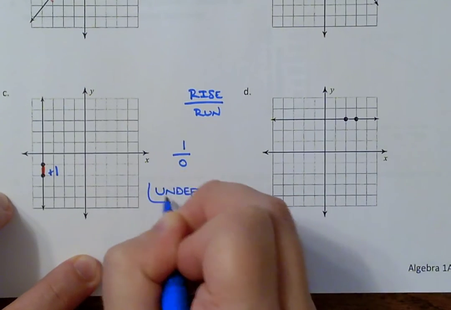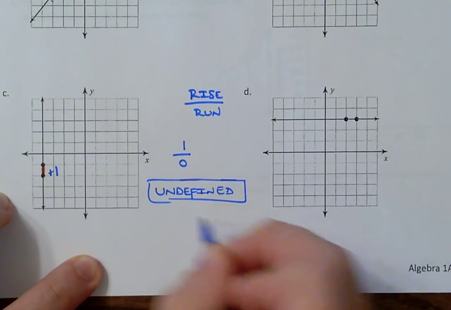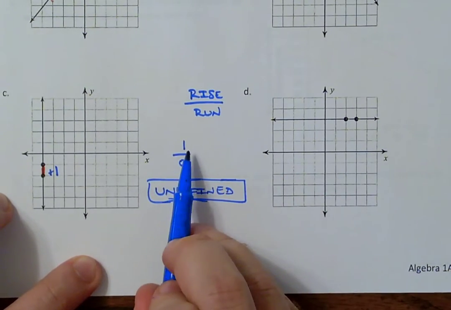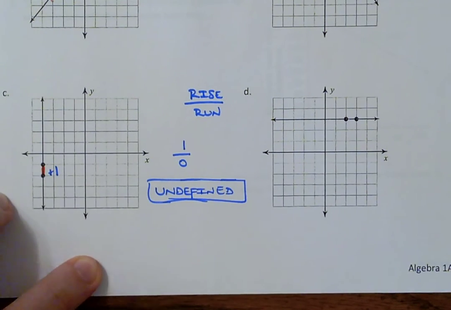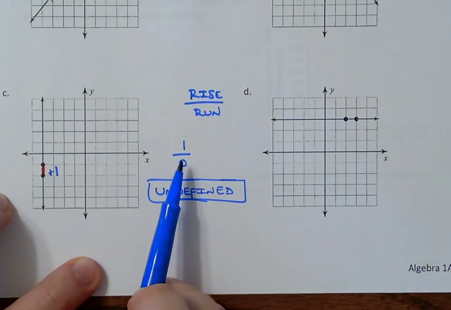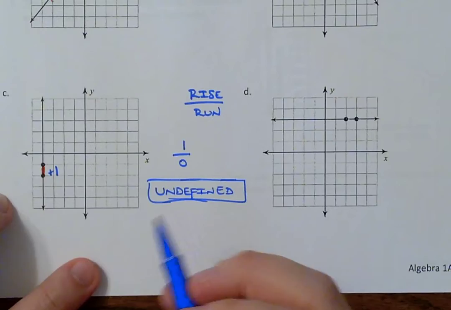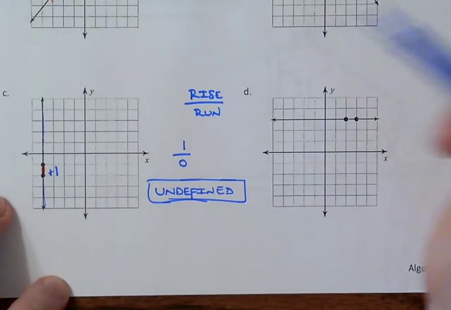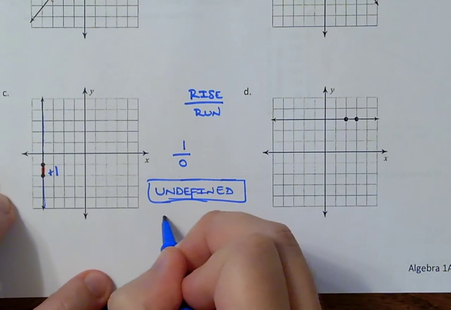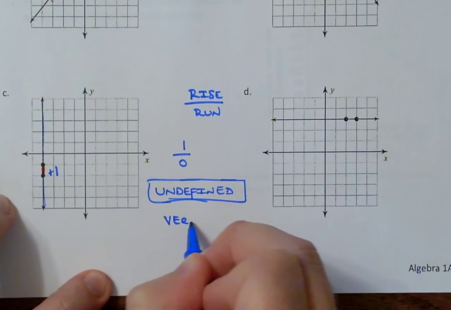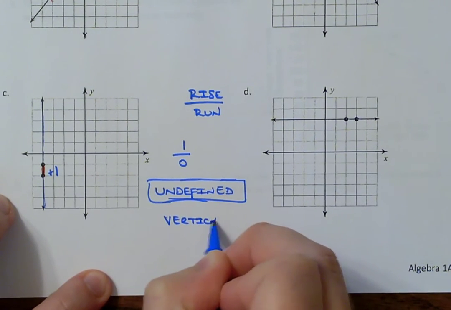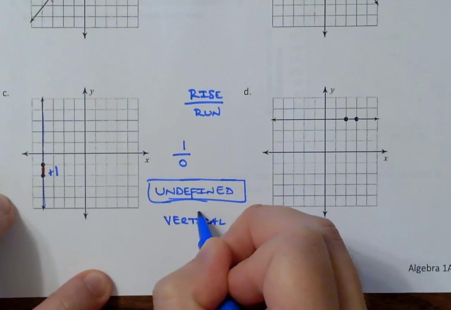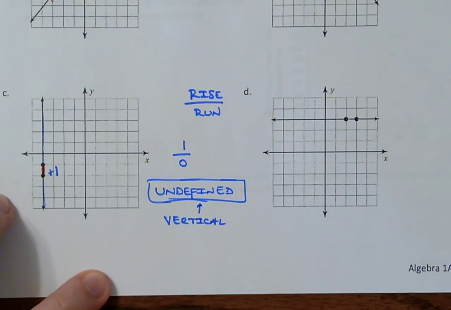So anytime you have a number over 0, your slope is undefined because I cannot have 0 on the bottom part. So know that anytime you see a vertical line, your slope is always undefined.